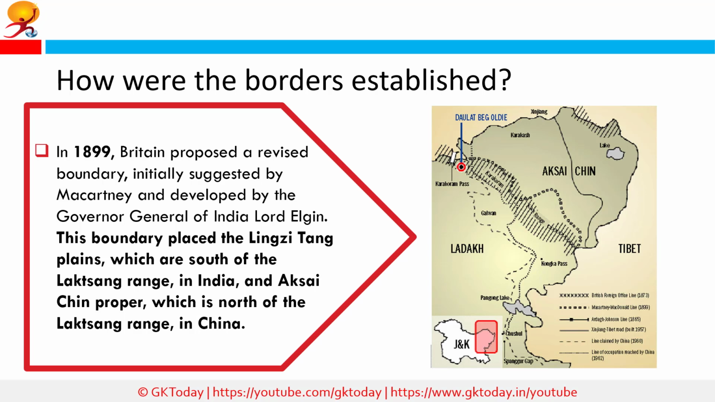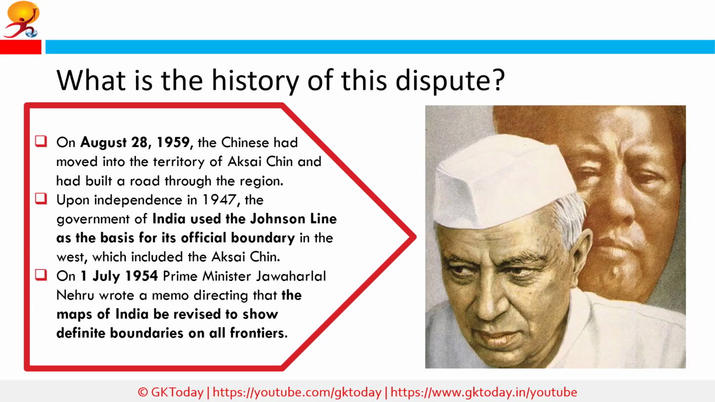The British presented this line, known as the Macartney-MacDonald Line, to the Chinese in 1899 in a note by Sir Claude MacDonald. The Qing government did not respond to the note, and the British took that as Chinese acquiescence. Although no official boundary had been negotiated, China believed that this had been accepted as the boundary. Now, what is the history of this dispute?